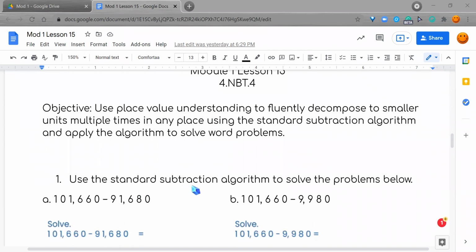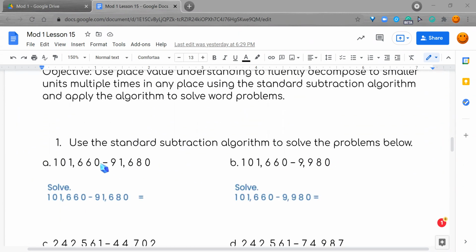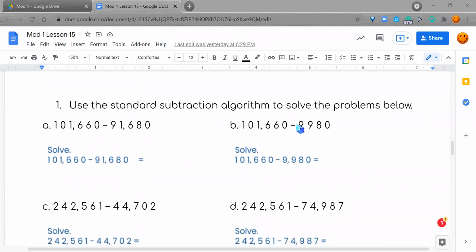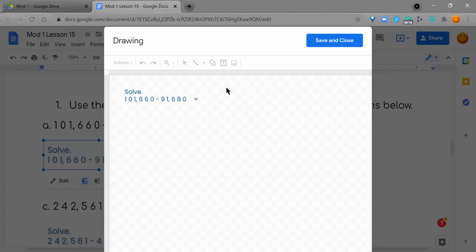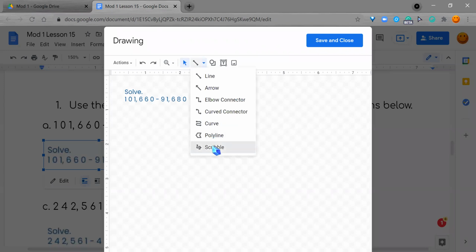So use a standard subtraction algorithm to solve the problems below. If you notice, we're in the 100,000s and the 10,000s, but here we're at 1,000. So let's go look at how this looks. I'm going to jump in my scribble box and hit scribble. Remember, I'm using my finger.